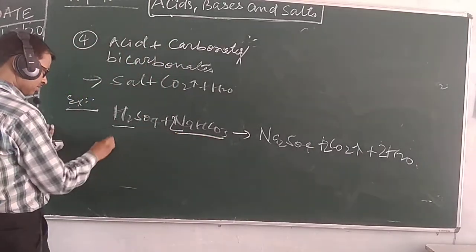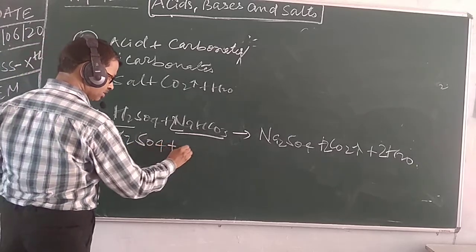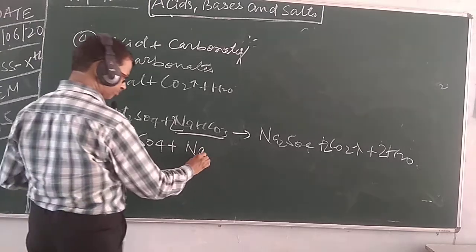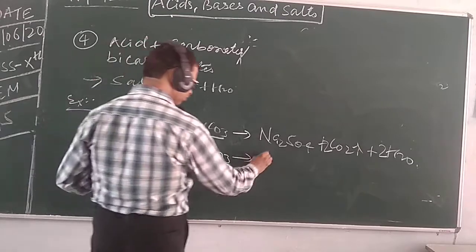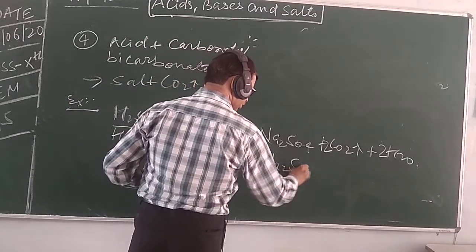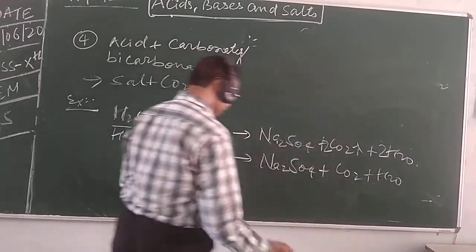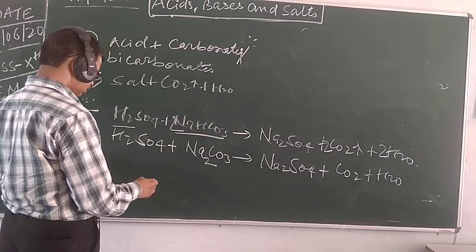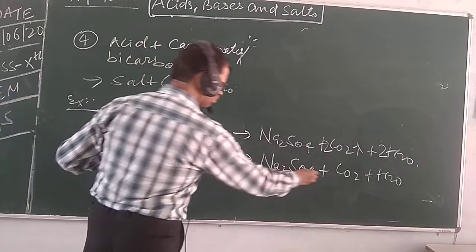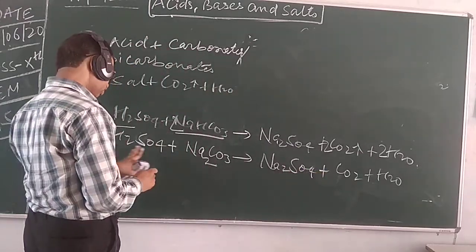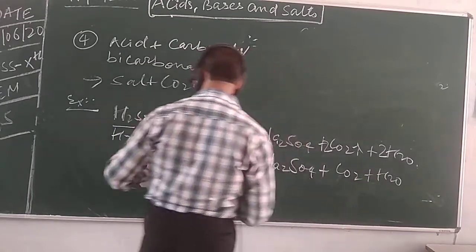Same products, if you write the same products: H2SO4 plus sodium carbonate, Na2CO3. Then the same products are there: Na2SO4 plus CO2 and water. Once again, you just balance the chemical equation. I think it's already balanced. How many carbon? Carbon 1 is there. Sulfur 1, oxygen 4 and 3, 7. Then 4 plus 2 is 6, and 1, 7. It's already balanced.